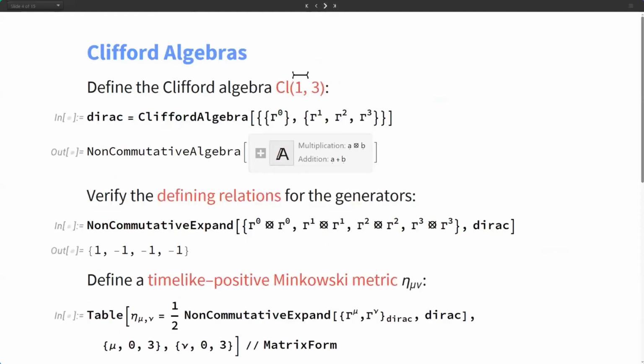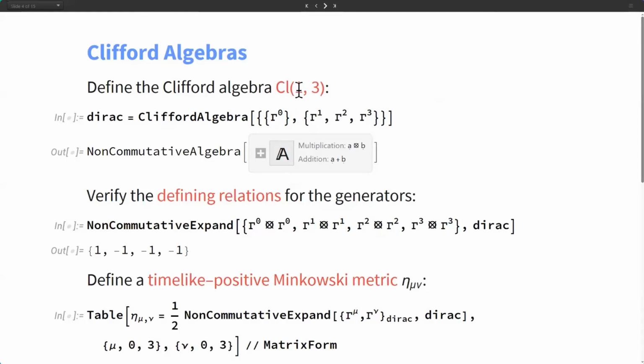So here I'm going to define the Clifford algebra 1, 3, and you might wonder what the 1 and 3 mean. Well, here's the 1, the gamma naught, and the 3 over there. And the reason why they're grouped this way is that when you take the non-commutative product of these over here, then the first one gives you a 1 and the remaining three give you a -1.